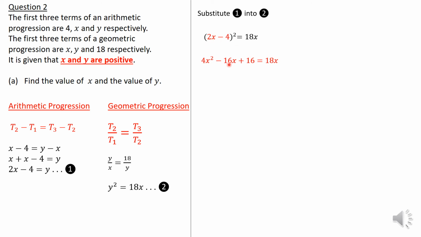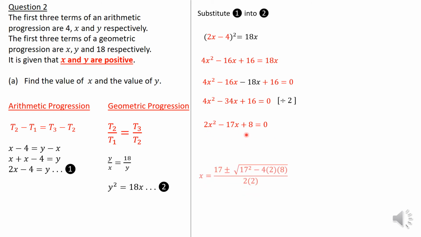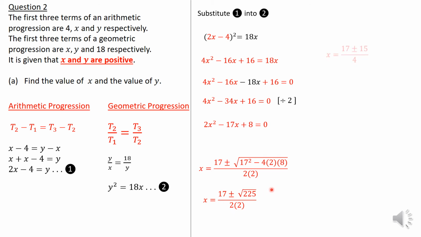Once you clean up that binomial, you get 4x squared minus 16x plus 16, and everything should equal 0, of course, and you should arrive at 4x squared minus 34x plus 16 equals 0. From here, you should be able to solve this quadratic equation using whatever method. I'm just simplifying it a bit by dividing by 2, so I get 2x squared minus 17x plus 8. Using the formula, you should arrive at two values: x equals 8 and x equals 1/2.